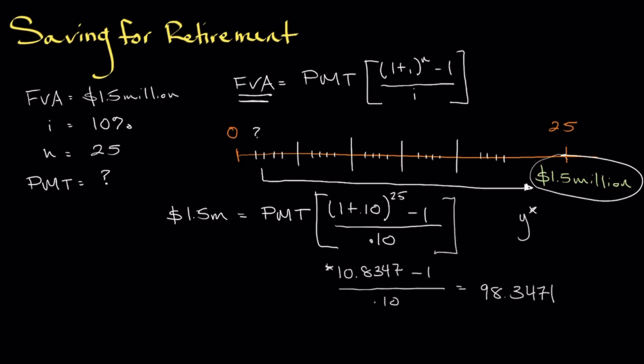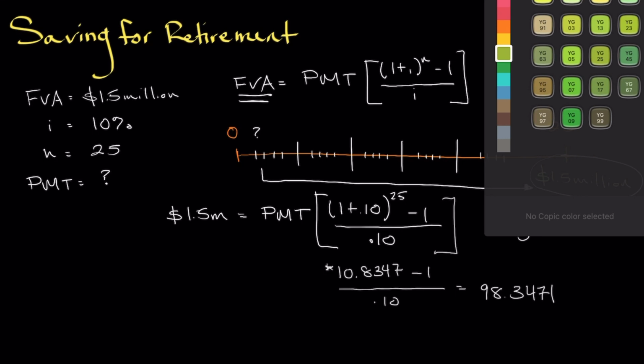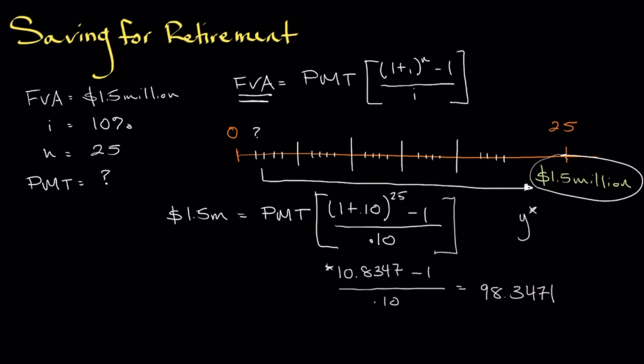So now we're at 98.3471. So let me go ahead and write out real quick, and I'm going to change colors again. What we have so far is 1.5 million equals PMT. And then in brackets here, we've got 98.3471. So this is where we have to solve for the unknown variable. So kind of just basic algebra.